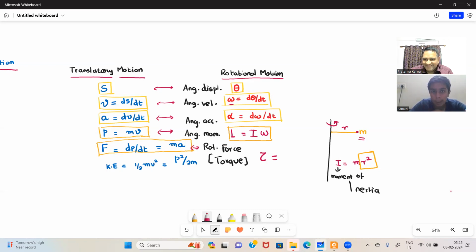First tell me the symbols. Angular displacement is theta, angular velocity is omega, angular acceleration is alpha, and angular momentum is L. Because these are standard symbols. Tell me the word and the symbol. Look at me and tell, not from a book.